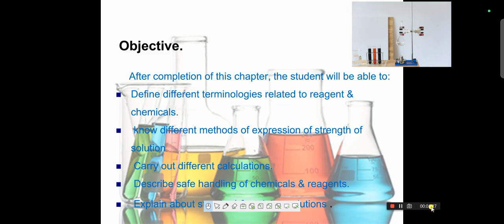Next, you will be able to describe the safe handling of chemicals and reagents, that is, how the chemicals and reagents should be handled in the laboratory, right? And at last, you will be able to explain about the standard and staining solutions that are used in the laboratory, right? So, without delaying, let's start today's session.